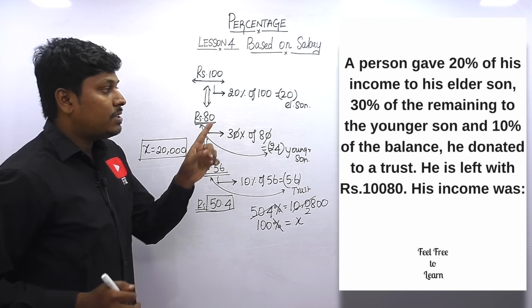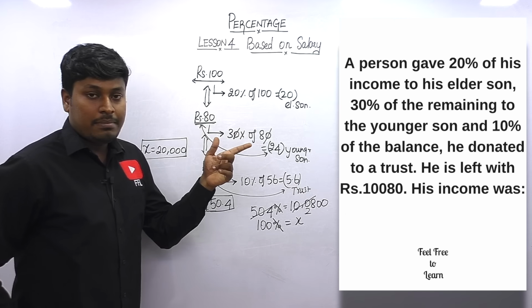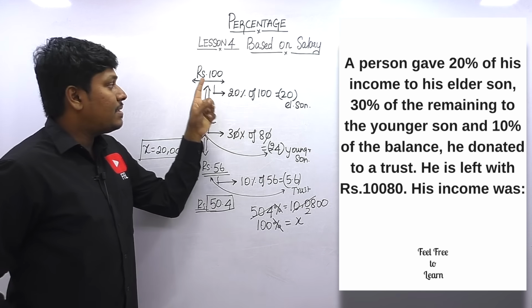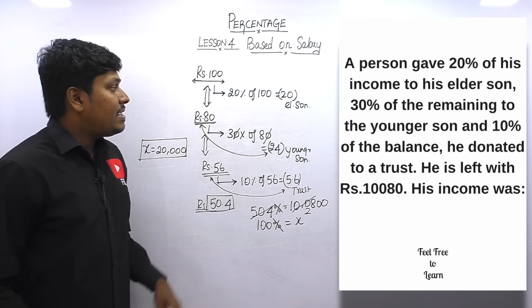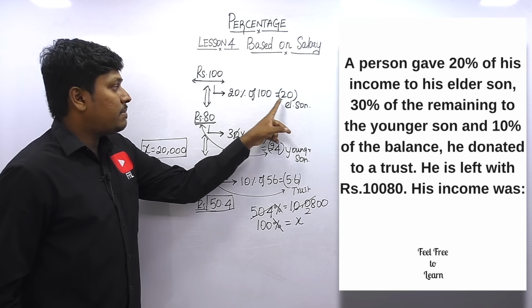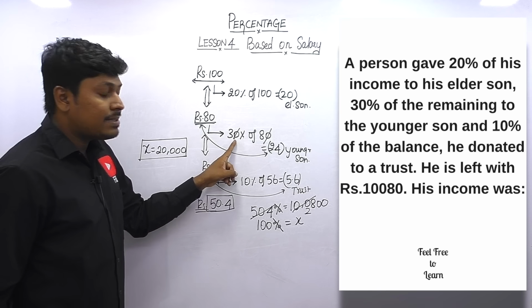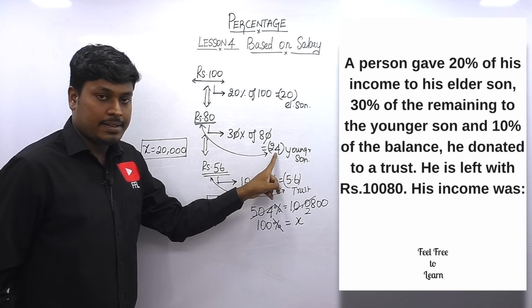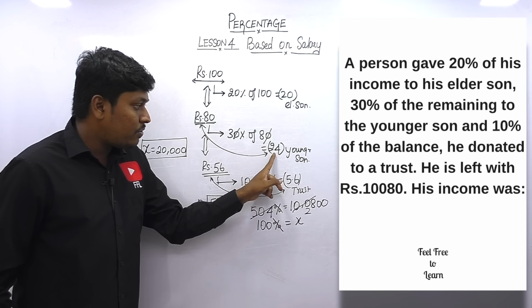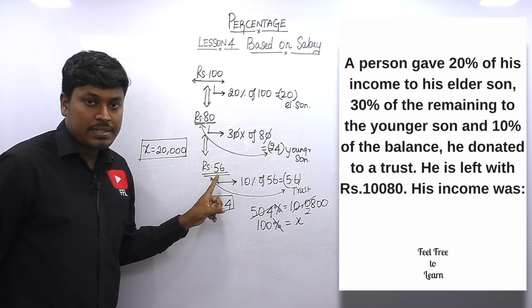Initially we found the word remaining. Remaining and balance are both the same. So since they have given the word remaining, instead of 100%, we have kept the base value, that is salary, as rupees 100. Initially he spent 20% on the first item, which is 20 rupees. Subtract 100 minus 20 will be 80 rupees. From this remaining 80 rupees, he spent 30% on the second item. So 30% of 80 is 24. So he spends 24 rupees on it. So 80 minus 24, he has a balance of 56 rupees.